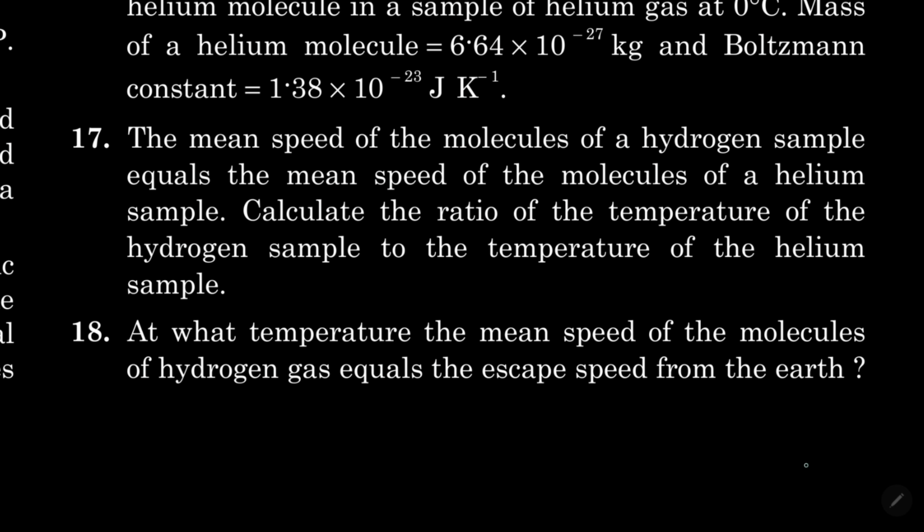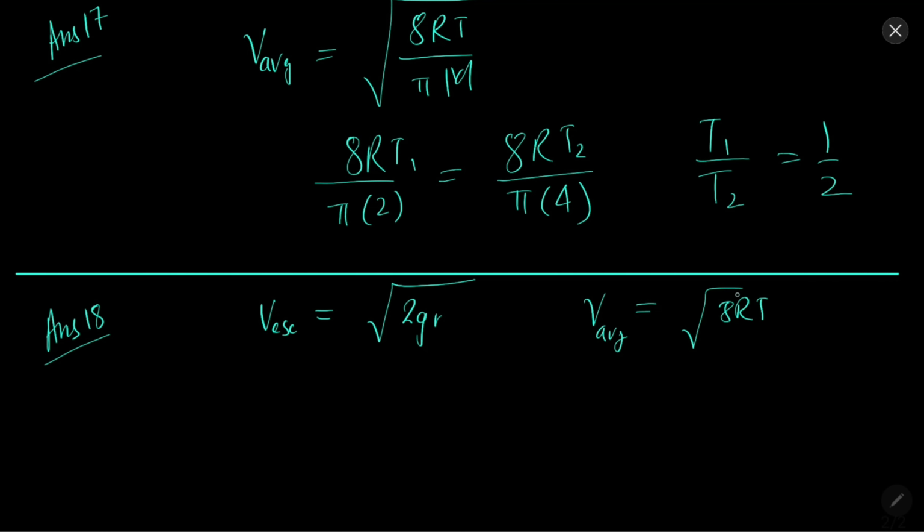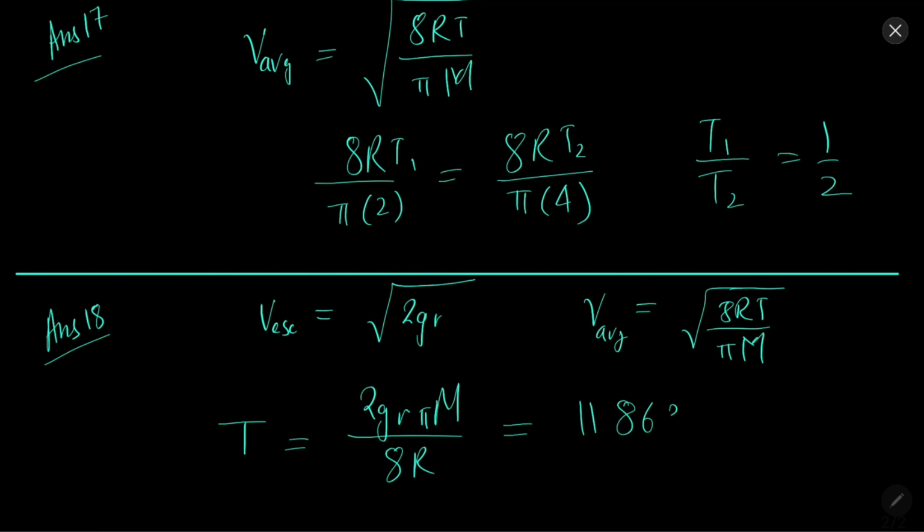In 18, at what temperature does the mean speed of a molecule of hydrogen gas equal the escape speed from the earth? Solution 18. So the escape velocity is given by root 2gr, and the mean velocity, average velocity, is root 8RT by pi m. So when we equate them, we will have this value, which after simplification will give us meters per second.